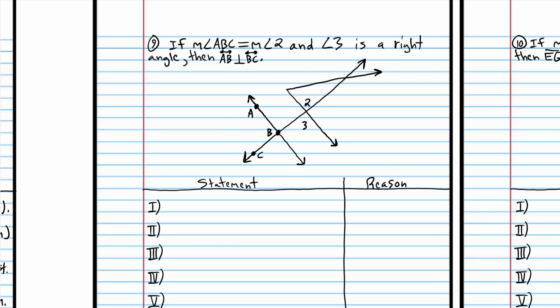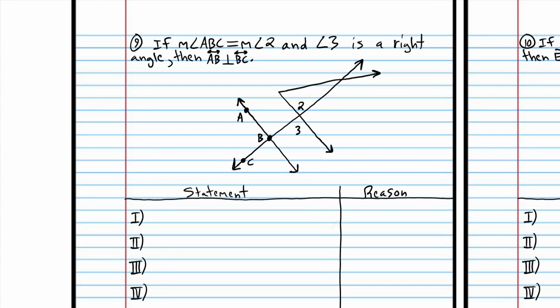And we also know that angle 3 is a right angle. We know that this is a right angle. So if all that's true, we have to prove that line AB is perpendicular to line BC. So let's see if we can come up with a game plan here.